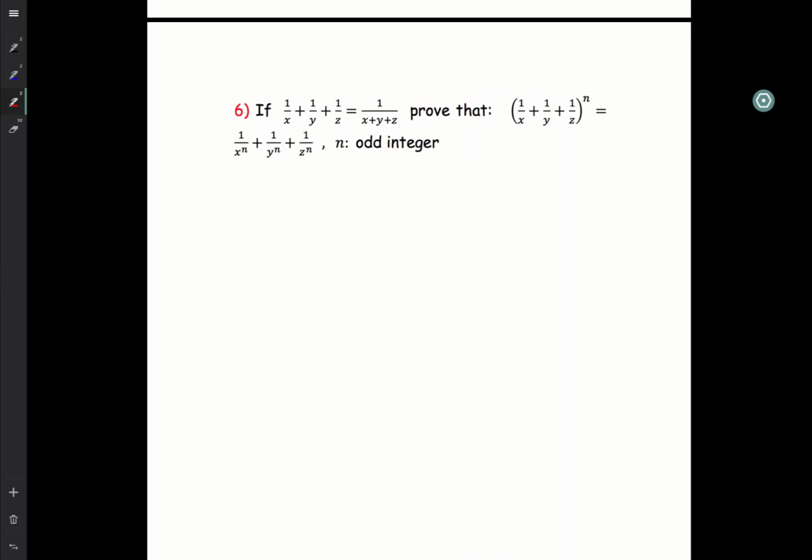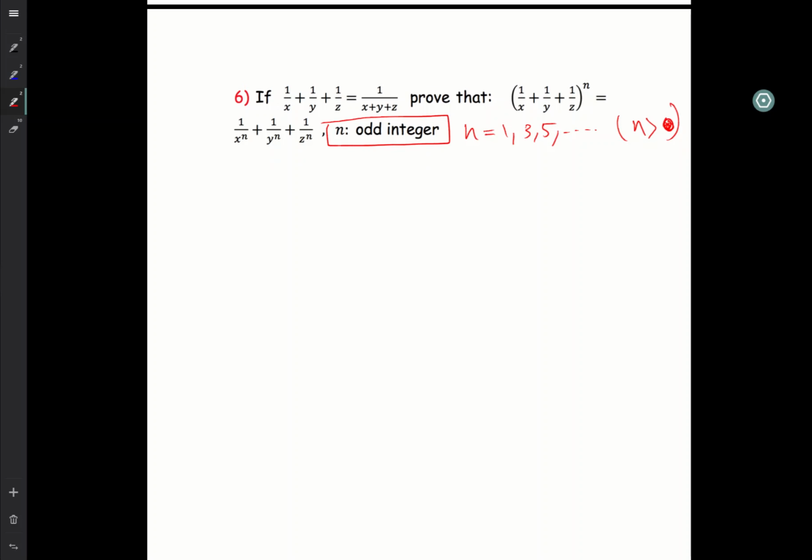If 1 over x plus 1 over y plus 1 over z is equal to 1 over x plus y plus z, prove that (1 over x plus 1 over y plus 1 over z) to the nth power is equal to 1 over x to the n plus 1 over y to the n plus 1 over z to the n for any odd integer number. So basically n is 1, 3, 5. I think the problem should have specified that n is a positive integer. Okay? All right, how do we do that?